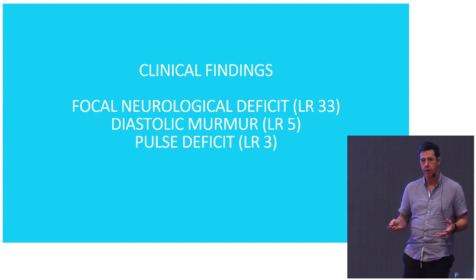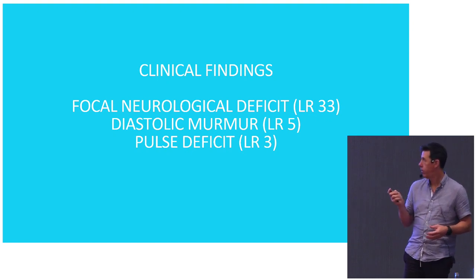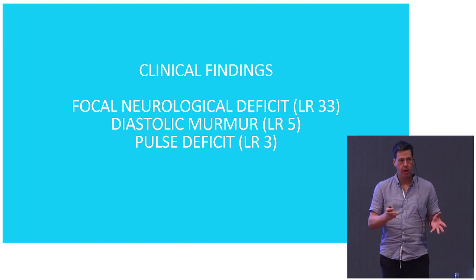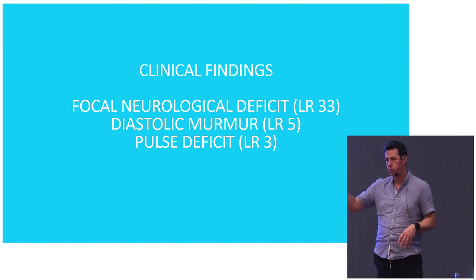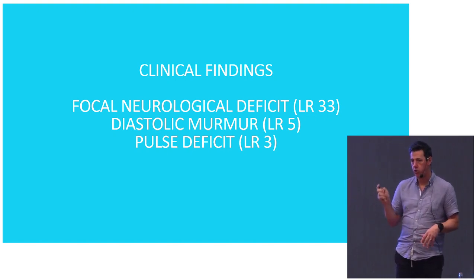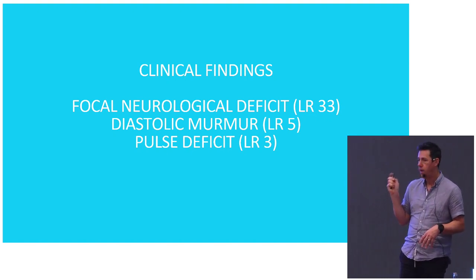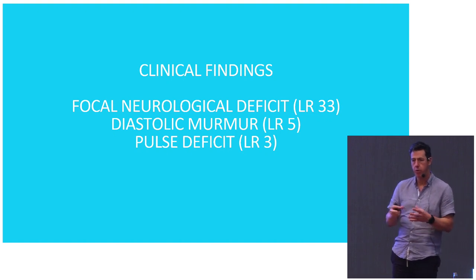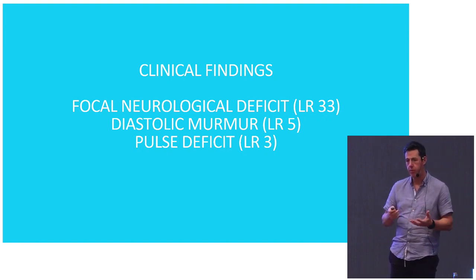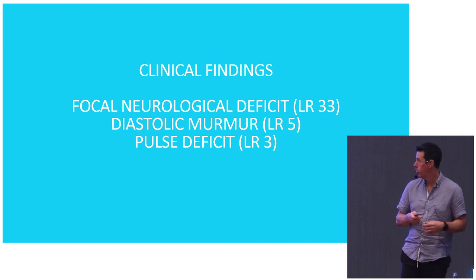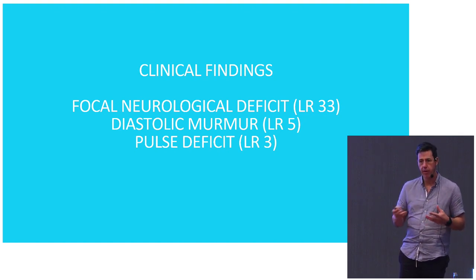What findings are particularly helpful? These findings have a likelihood ratio greater than 10. If you have chest pain plus a focal neurological deficit, it's aortic dissection until proven otherwise. If you've got that diastolic murmur, the classic murmur of aortic incompetence, with chest pain, you start thinking they've got aortic dissection. A pulse deficit has a likelihood ratio of about 3.